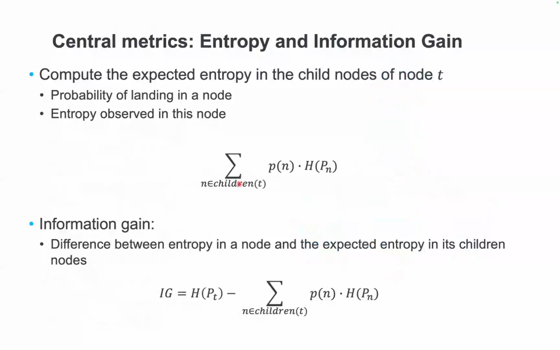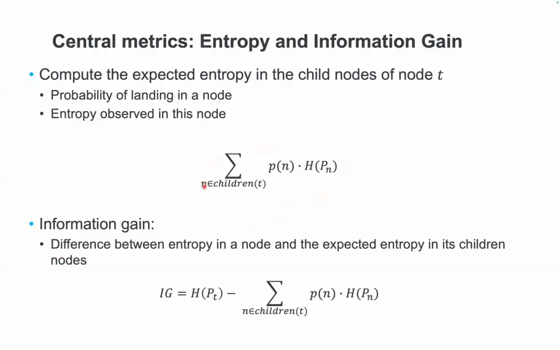So for the children, what I will do, I look in all the children of my current tree. So if T is a node, then children of this node is a set. And I look now for all the children of this node T. I look how probable such a child is. And the probability is, of course, given by the number of objects that I put into this child times the entropy that I observe in this child. So this is the probability of first landing in this node and then the entropy observed in this node. And so what I get here is a weighted average of entropies observed in the children.